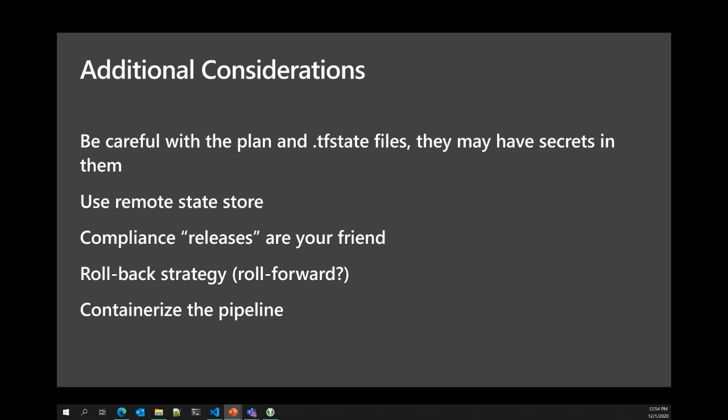Rollback strategies. With this model, rollback is very easy. You just redeploy the last artifact in the case of a failed deployment. And then the last thing to consider is you can optimize this a little bit more by containerizing the pipeline and just shoving all of your tools into the container so that you don't have to pull them into the workspace.